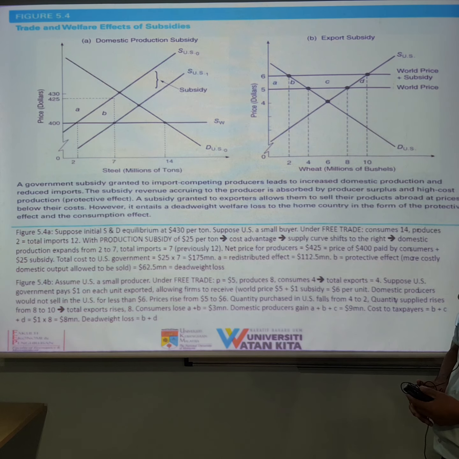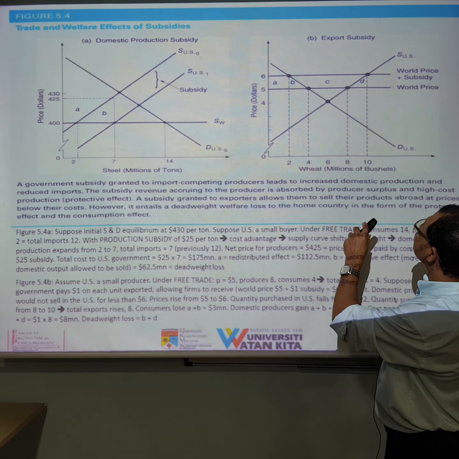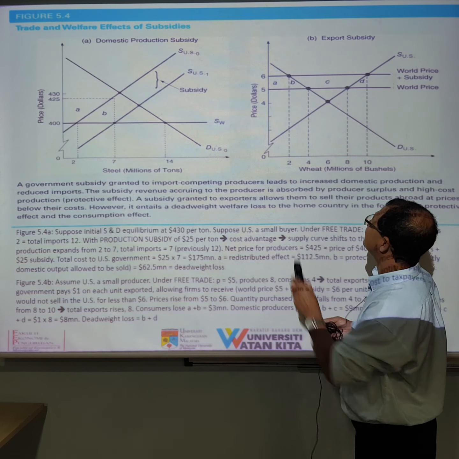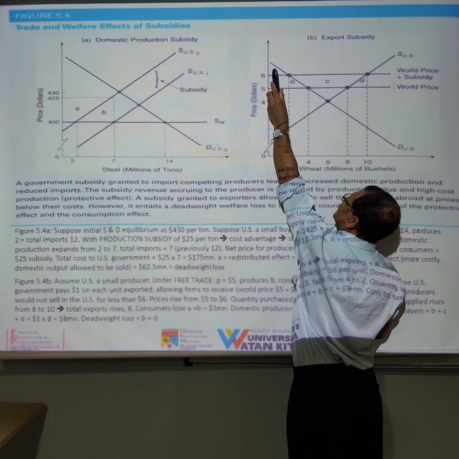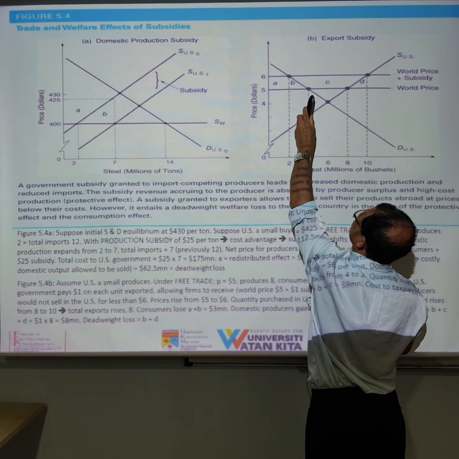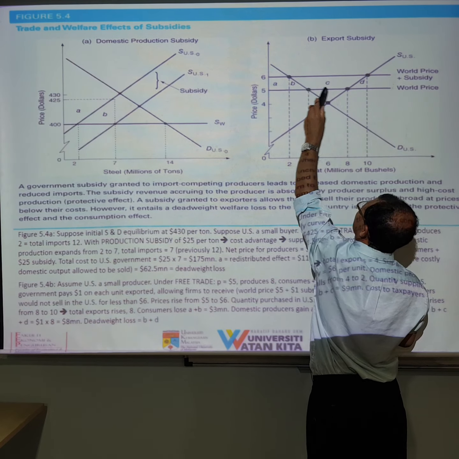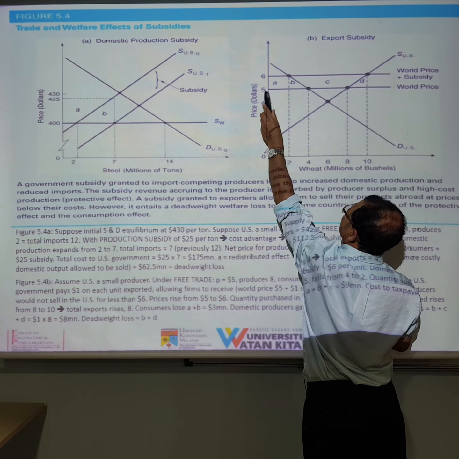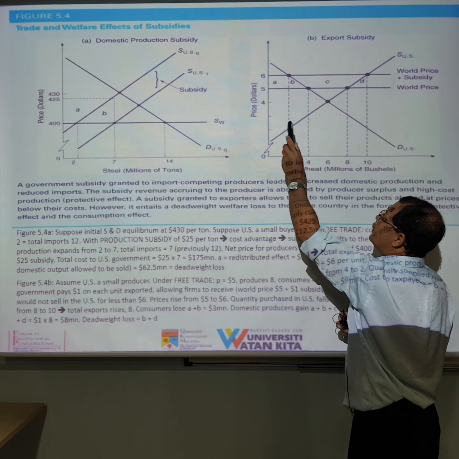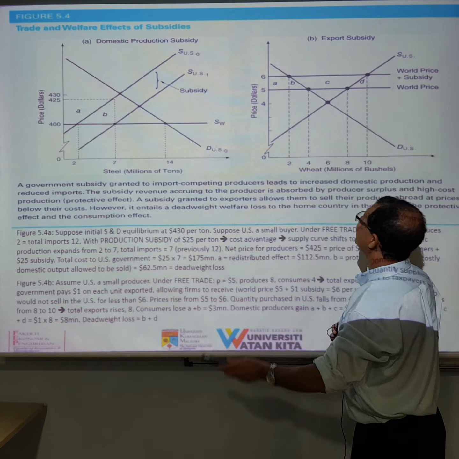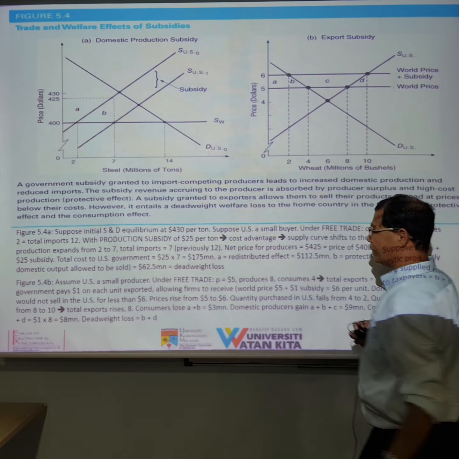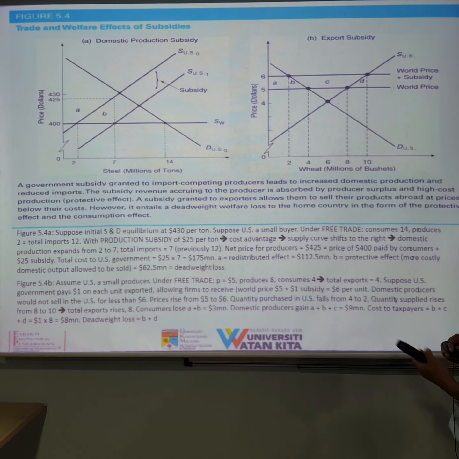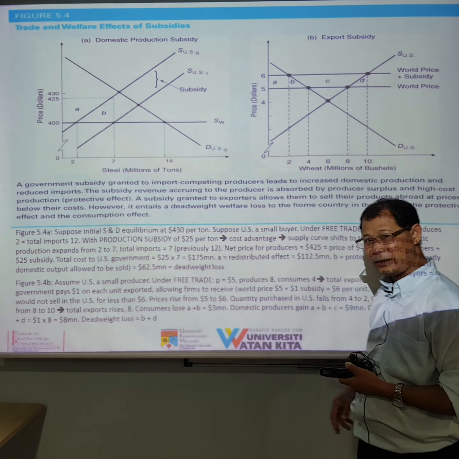Consumers lose A and B because previously under free trade, this is consumer surplus. This free trade consumer surplus is here. Now consumers have lost A and B with this line, with subsidy. Consumers lost A and B. You can calculate that at $3 million.